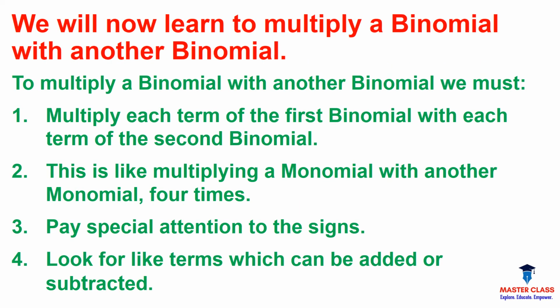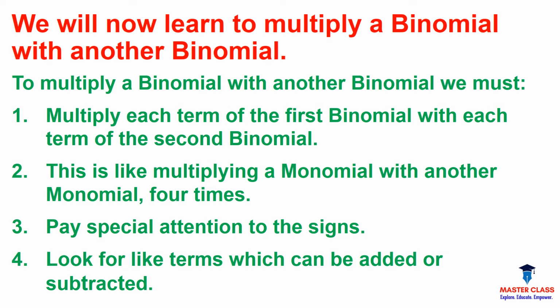We will now learn how to multiply a binomial with another binomial. To multiply a binomial with another binomial, we must multiply each term of the first binomial with each term of the second binomial. We now have to multiply a monomial with another monomial 4 times. We must pay special attention to the signs and then finally look for like terms which can be added or subtracted.